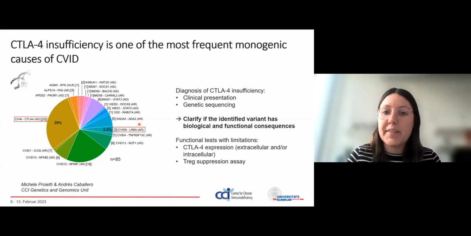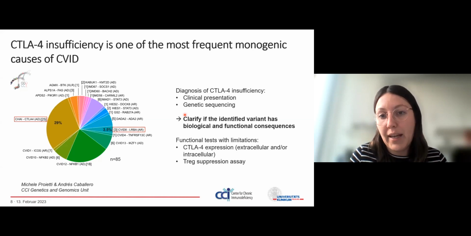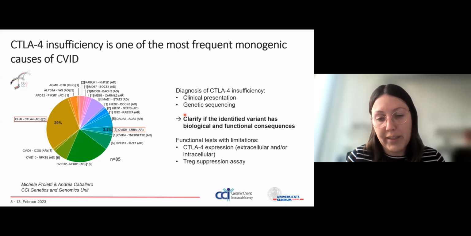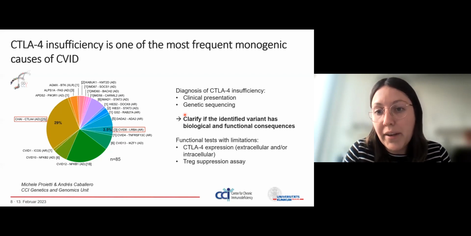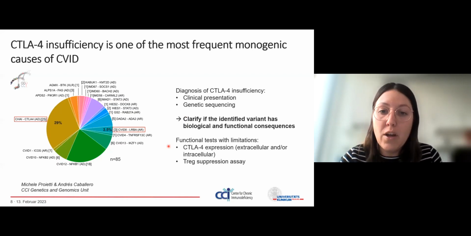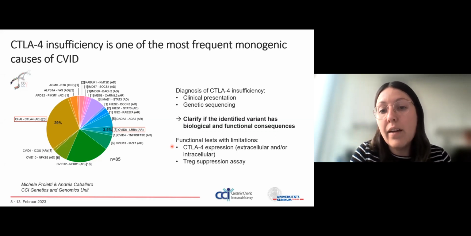However, after genetic sequencing, one still needs to clarify if the identified variant has biological and functional consequences. And there are some functional tests that are frequently run, but they have some limitations. One is to measure the CTLA4 expression extra and or intracellular. However, here only the expression of the protein is analyzed and not its function.